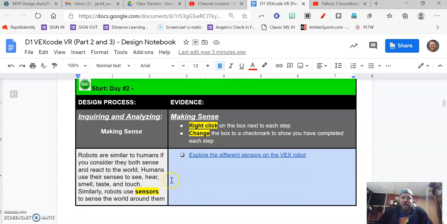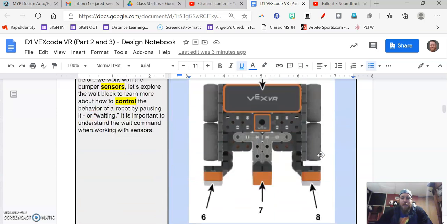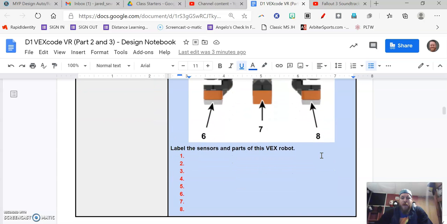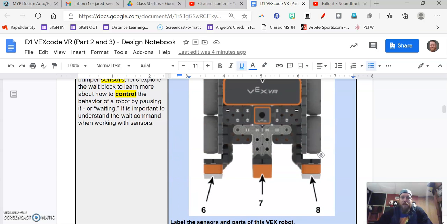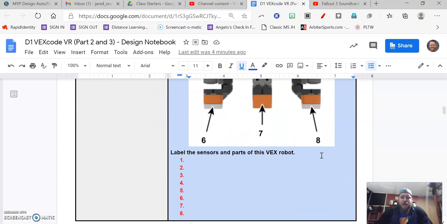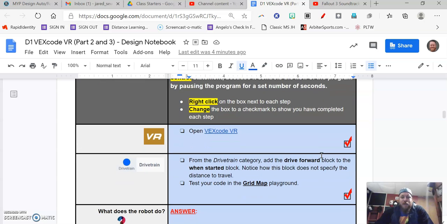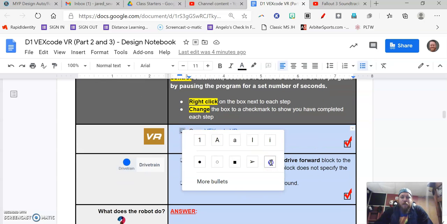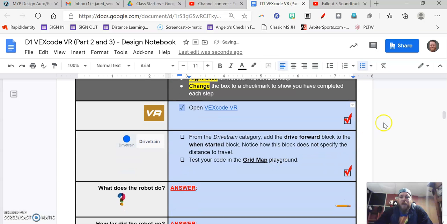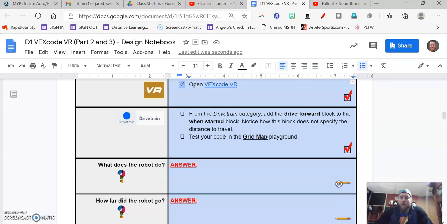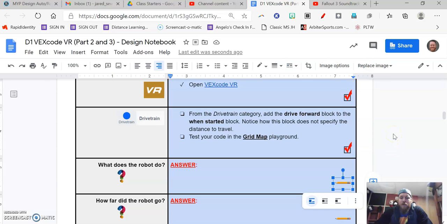Okay. Day 2, we should have clicked on this link to see the different sensors that our robot has. And then we labeled the pictures. So 1 through 8, what were the different sensors and parts of these VEX VR robots? And then, as we got to some coding on day 2, we should be checking these boxes off, showing that we have completed each step. And then the big thing as we check our notebooks today is to make sure when you see a pencil that you have answers to those questions.